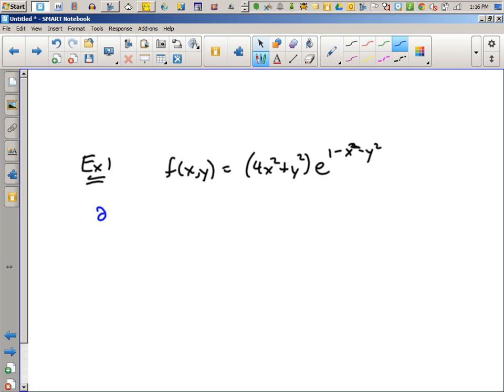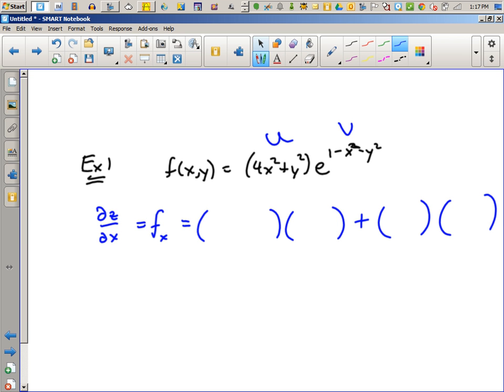You just take the derivative. By the way, I'm not a big fan of dz dx. I don't even like the Leibniz notation. I'm just going to use f sub x. It means the same thing anyway. What's the derivative? Well, it's a product rule, for sure. And you do treat it like a uv sort of thing. So u prime would be 8x. And actually, that's it. You're not supposed to do anything with the y's, remember?